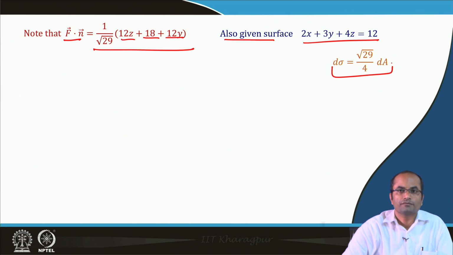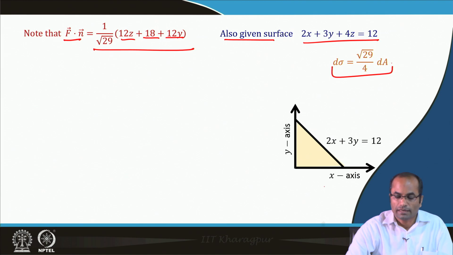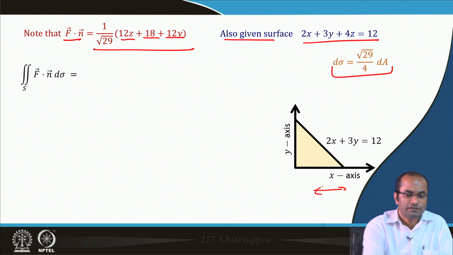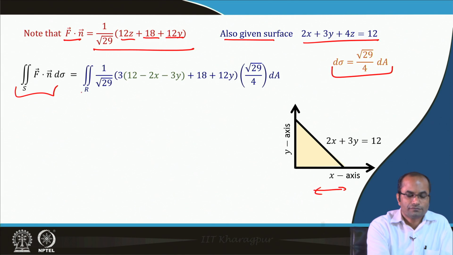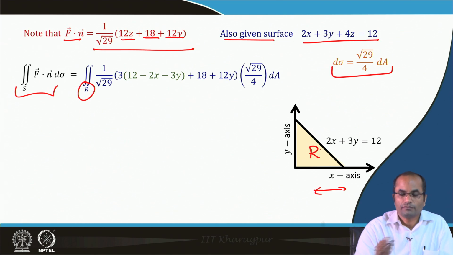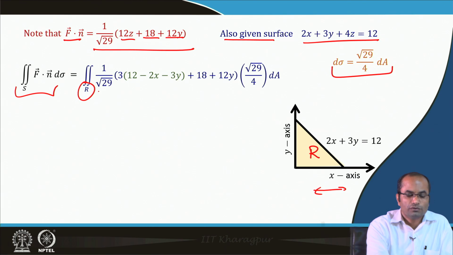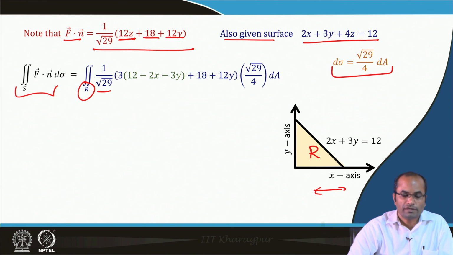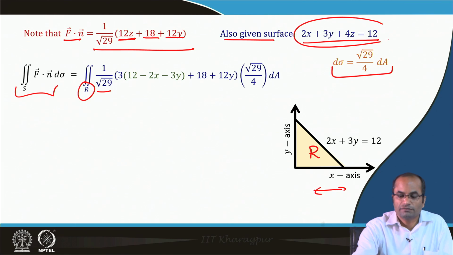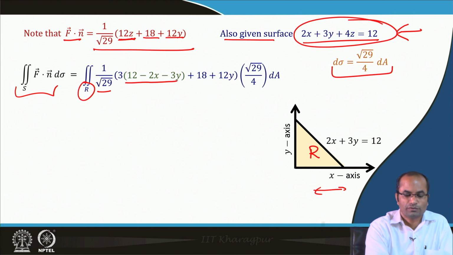So we are ready now to compute this flux integral, and the domain also we have discussed: this is the projected domain where we will be integrating a double integral. So this surface integral over R, the region given here, the projected one. We have 1 over square root 29 from f dot n, and 1 over 4 from d sigma. Then this 12z, because we are projecting on the xy plane, the z has to be replaced from the given surface. So we have 4z as 12 minus 2x minus 3y, so 12z is 3 times 12 minus 2x minus 3y.